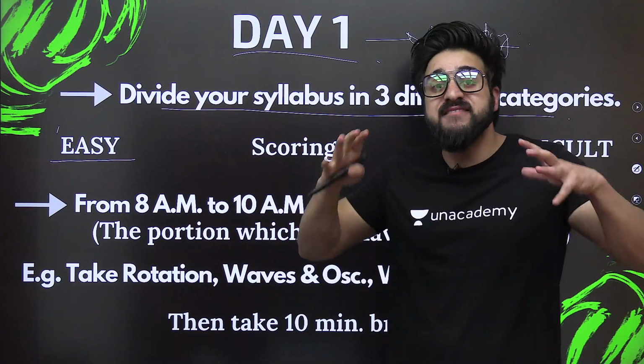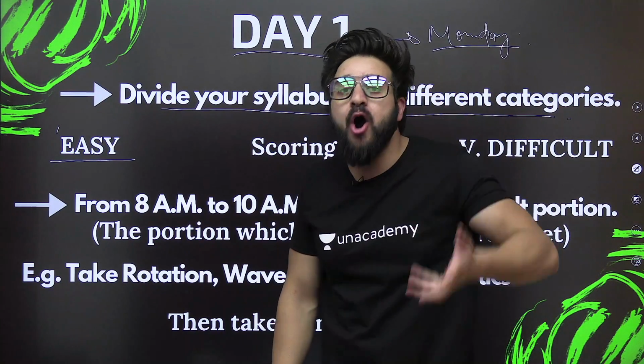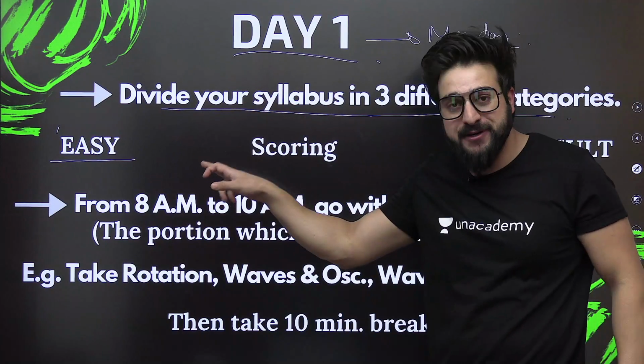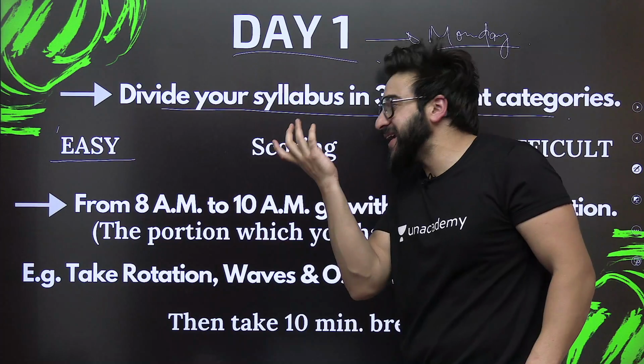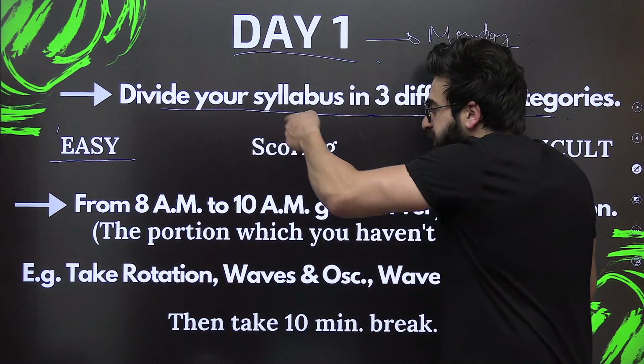Scoring chapters means those which have high weightage. Like if we talk about modern physics, waves, optics, heat, thermo, these come under scoring chapters. Understand? So you have to put that in this category. Easy ones, put in this category, and the scoring ones you need to put in this category.